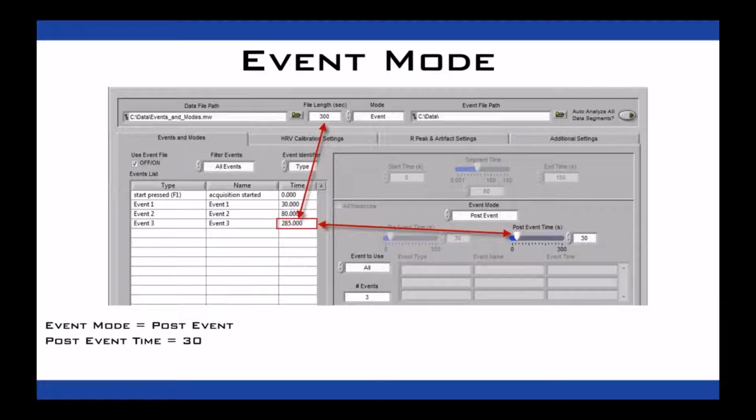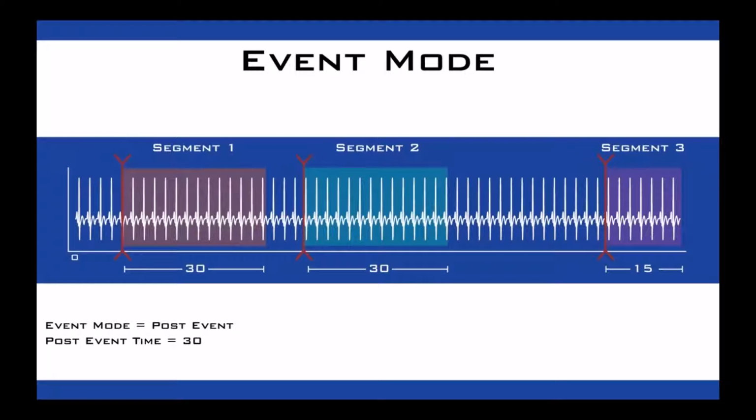Okay, next one we're going to show you is, again, another example of truncated data that could occur. So in this example, we still have our 30 seconds of post-event time that we're looking at. We have a file length of 300 seconds, which we can see here once again. However, our last event occurred at 285 seconds. So what that means is, again, you're only going to be able to see 15 seconds in this example until the file is over. So you're not going to get 30 seconds in the last segment. And then you can see that here. You only have 15 seconds.